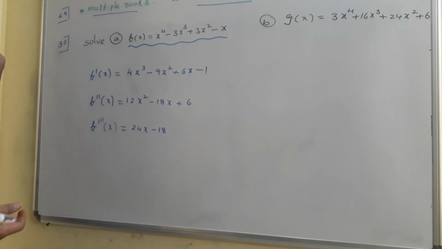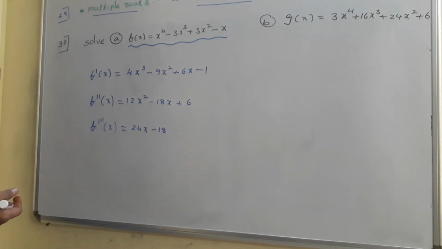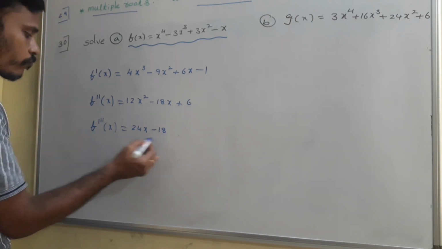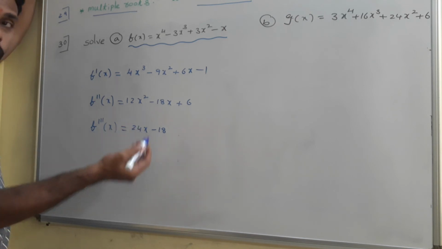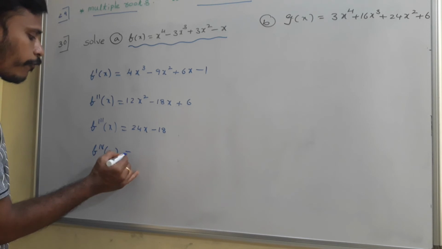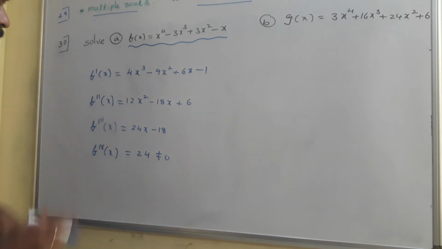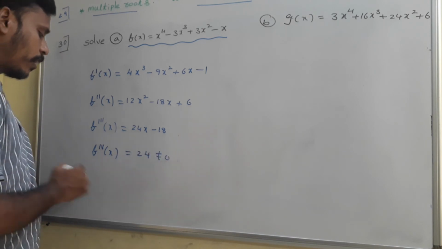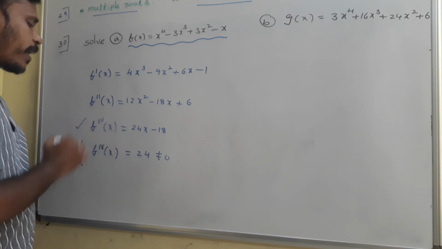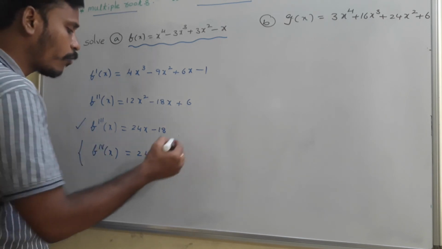See, our target is to find the root or multiple roots, you may say. So this is f triple dash of x, and for sure what to say about the fourth derivative of f of x? The fourth derivative of f of x is 24, it is always non-zero. So don't think about this fourth derivative. You just pay attention to the triple derivative of f of x.